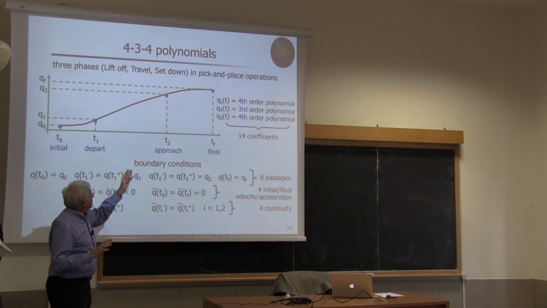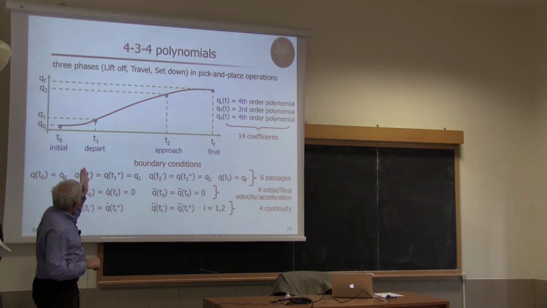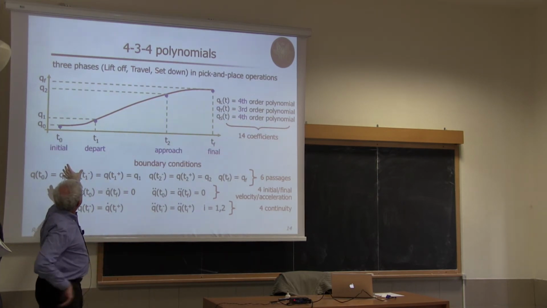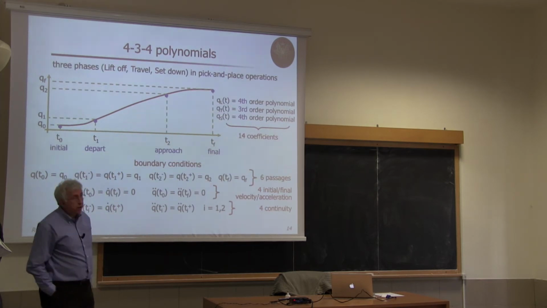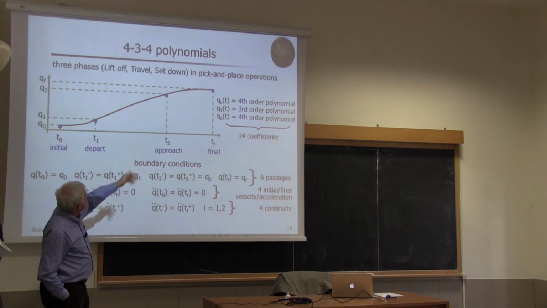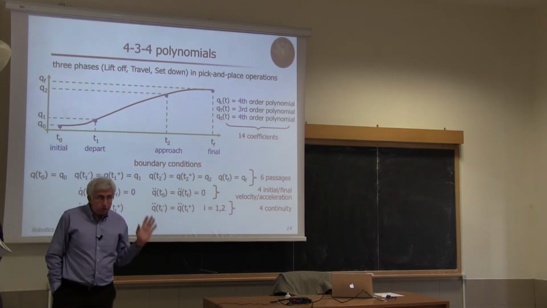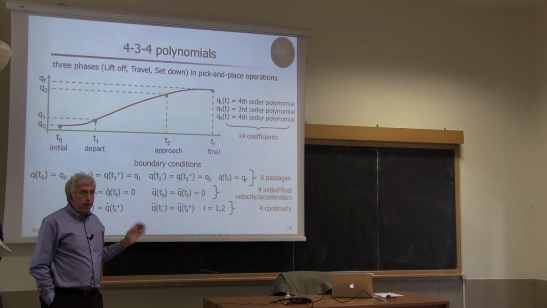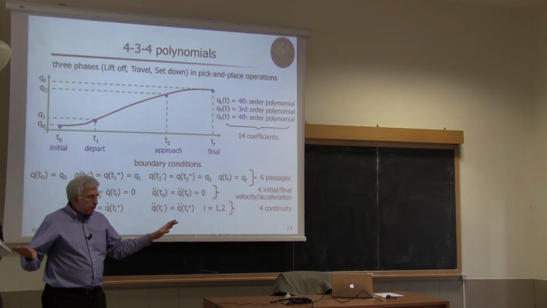I'm using a combination which is called 4-3-4. So a polynomial of degree 4 in the first phase, 3, so a cubic in the second, and 4 at the end. So these Q lift, Q travel, and Q set down polynomials will have a total of 14 coefficients, which is what I need. Pay attention. It's also a good choice. It's symmetric, so that the coefficients are well distributed over the boundary conditions.